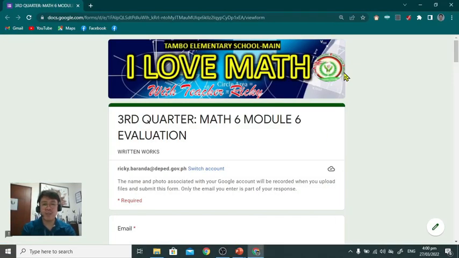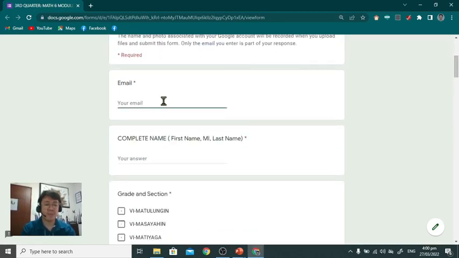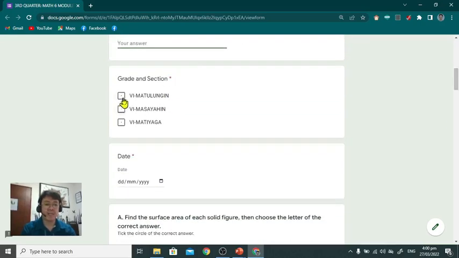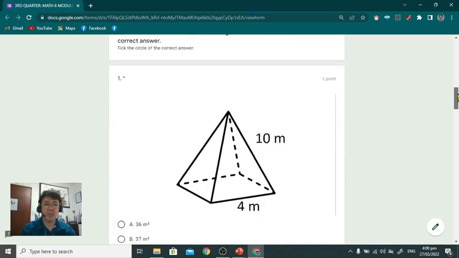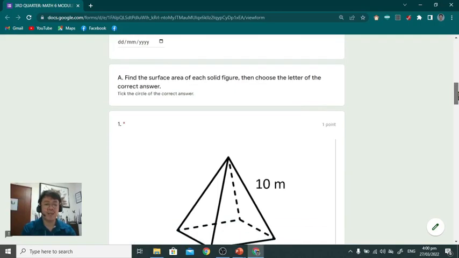Okay, so this will be the interface of the Google Forms. Third quarter, Math 6, Module 6 evaluation. You were going to type your email here, your complete name, then just click the section where you belong, the date today, or the date of when you took the test. Then on letter A, find the surface area of each solid figure, then choose the letter of the correct answer.